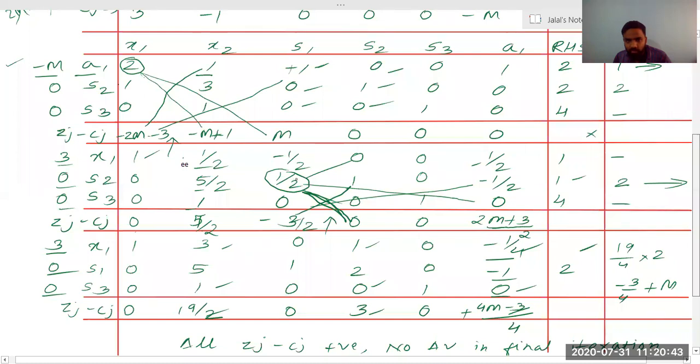So this will be 1 by 2 into 1 is 1 by 2. Minus 1 by 2 into minus 1 will become 1 by 2. 1 by 2 plus 1 by 2 will be 1. 1 into 2 will be 2. Now we need to find this value. 1 by 2 into 4 will be 4 by 2. Minus 1 into 0 will be 0. So 4 by 2 is 2, 2 into 2 is 4. I hope we have got the answer.